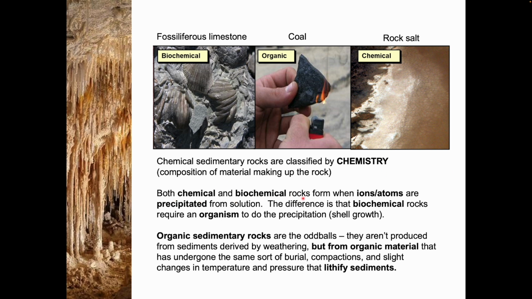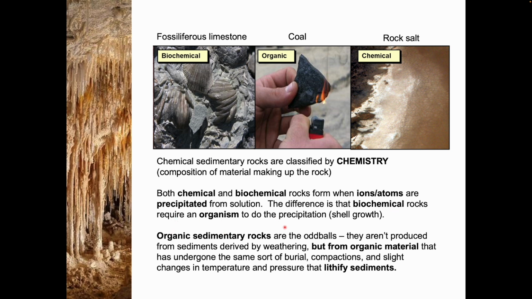Chemical and biochemical rocks form when ions or atoms are precipitated directly from solution. So they're taken from being dissolved in water and they are deposited as a solid. The difference between the two is that biochemical rocks need an organism to do the precipitating. Think of shell growth. A snail is taking calcite ions directly from the seawater and using it to build its shell. And that is biochemical precipitation.